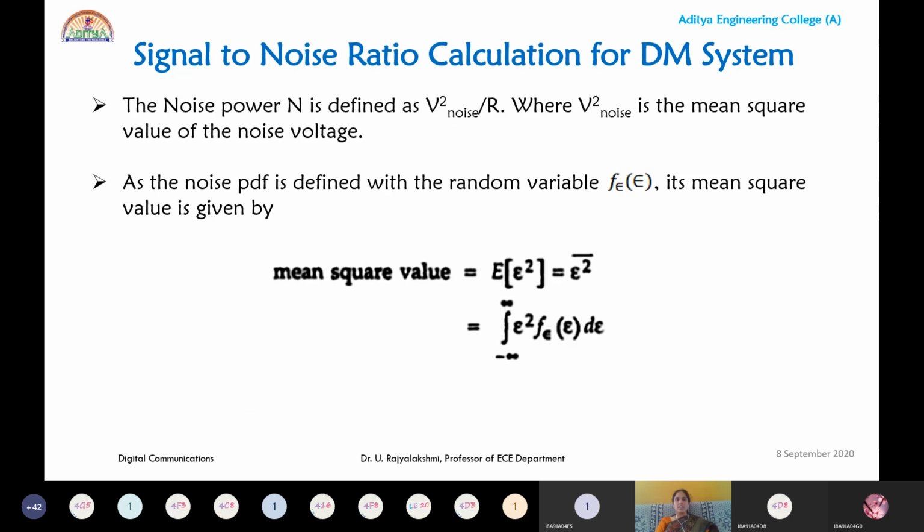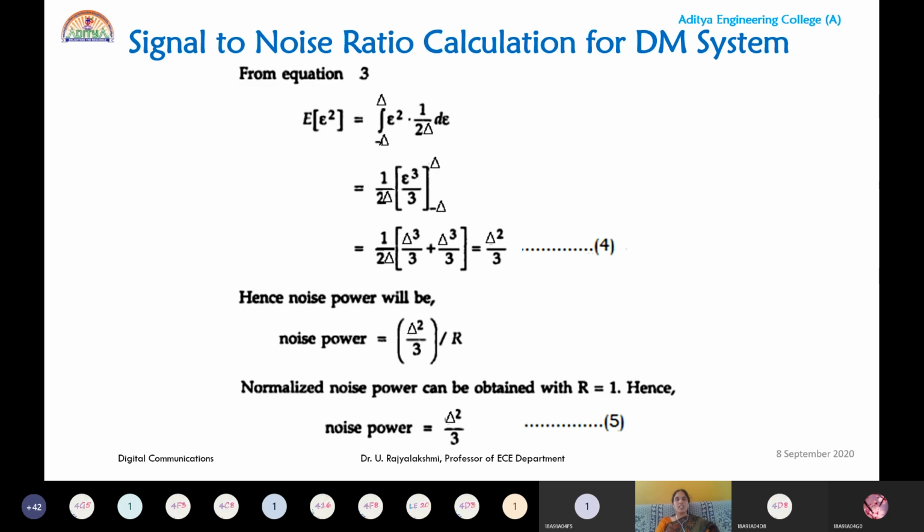Okay, so please calculate the mean square value. Integral minus infinity to plus infinity E square into Fe of E dE. What is Fe of E dE? From equation 3, you can replace Fe of E dE as 1 by 2 delta. Okay, so error square. Because 1 by 2 delta is constant, you can take it outside the integration. So 1 by 2 delta into, what is the integration of E square?